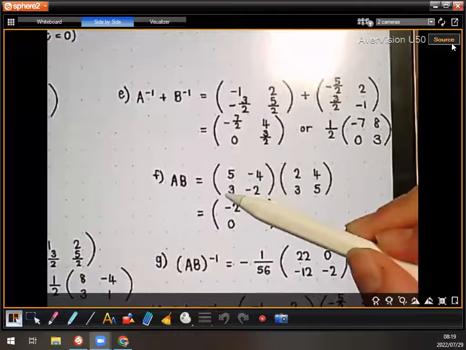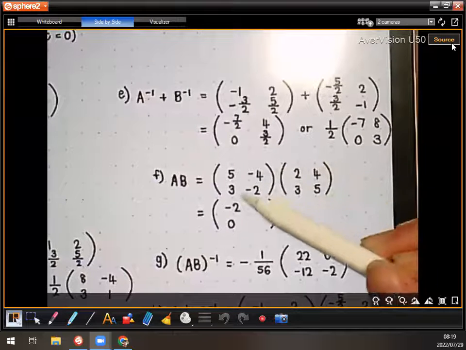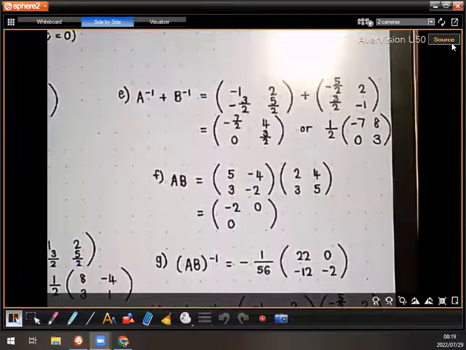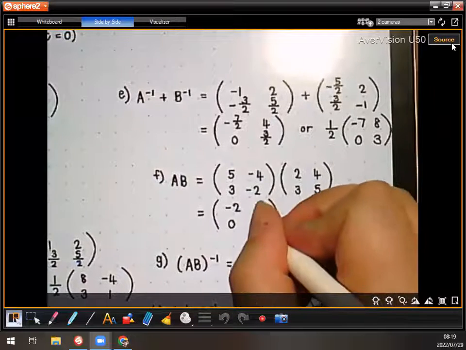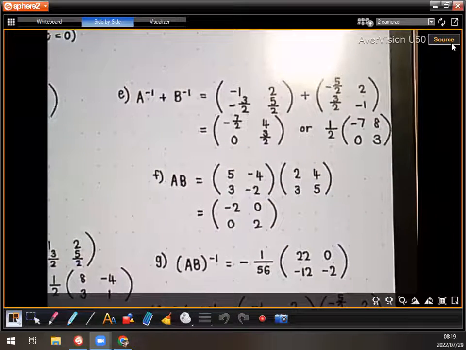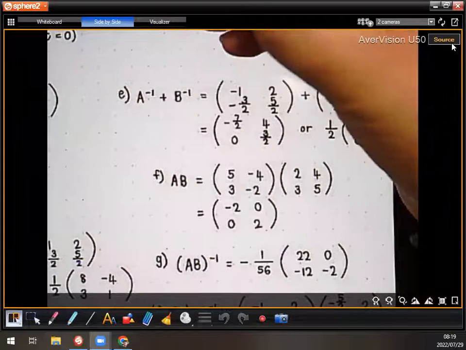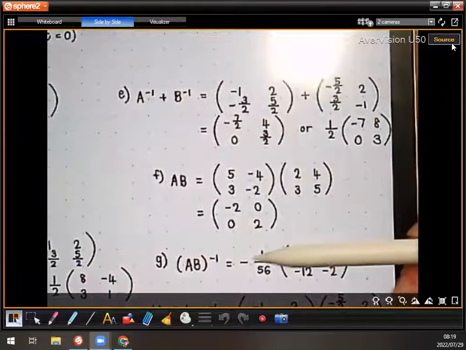Okay, last one. 3 times 4 is 12, and negative 2 times 5 is negative 10. What is 12 plus negative 10? 2. Now the next one is also going to be wrong here, guys.